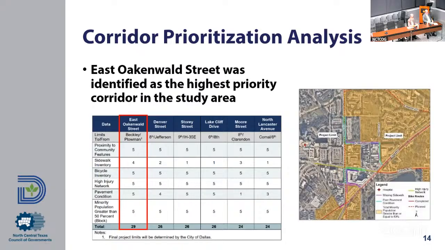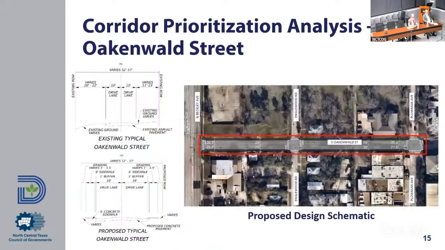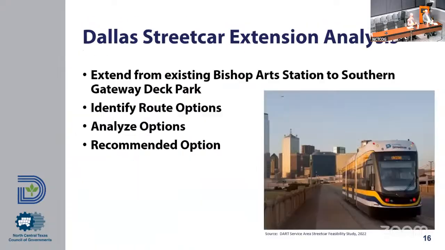On the next slide then is the existing proposed typical section for East Oakenwald Street, as shown on the slide. Improvements to Oakenwald include widening the roadway from 2 10-foot lanes to 2 18-foot lanes, adding 6-foot sidewalks with 1-foot buffers, and introducing 4-way stop sign controlled intersections with pedestrian crosswalks. Next slide.